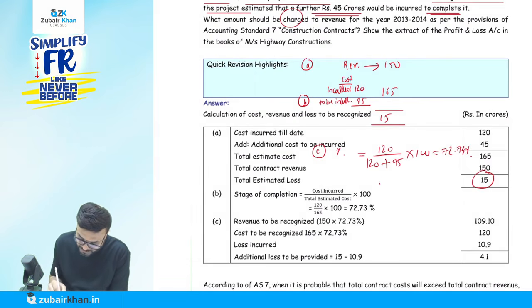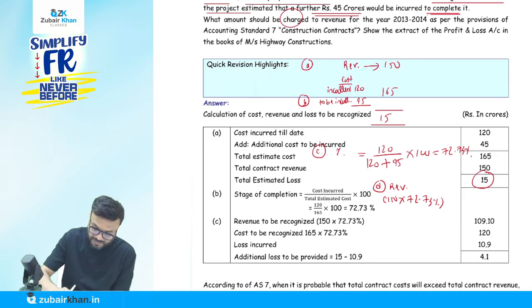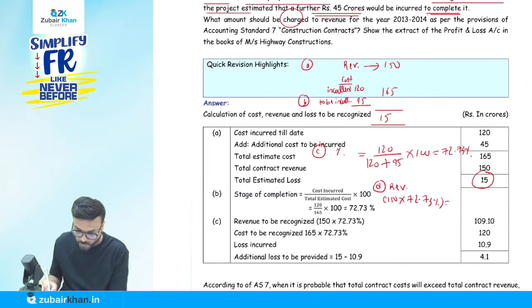Now point number D. Do you remember point number D? Total revenue I have to recognize here. So total revenue is how much? 150 multiplied by the percentage of work completed, 72.73%. 150 multiplied by 72.73% is coming 109.10.